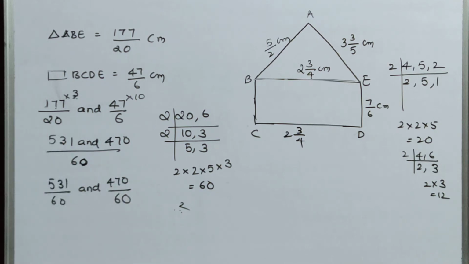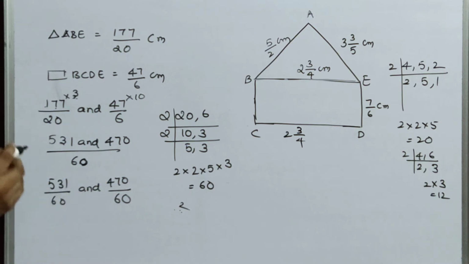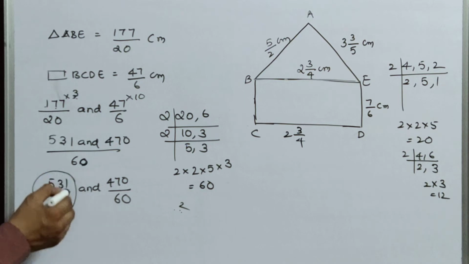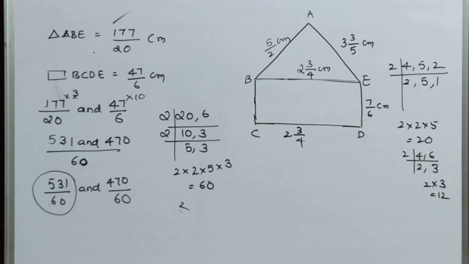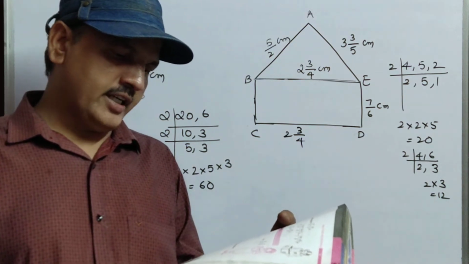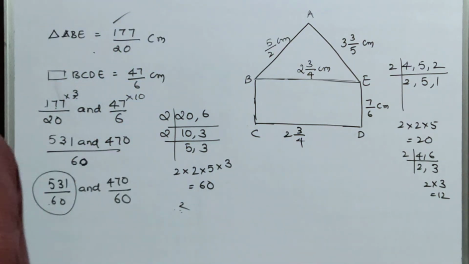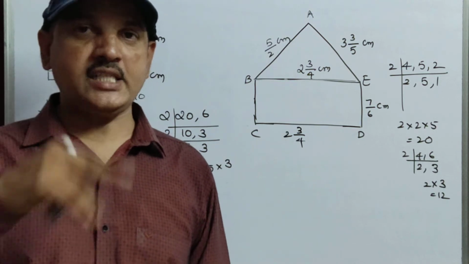Now if you see clearly which is greater, both the denominators are the same. 531 by 60 and 470 by 60. Which is greater? 531 by 60. 531 means the triangle. So whose perimeter is greater? Triangle ABE's perimeter is greater. Is it clear? We'll go for the next sum.